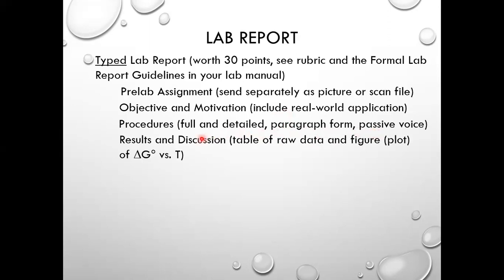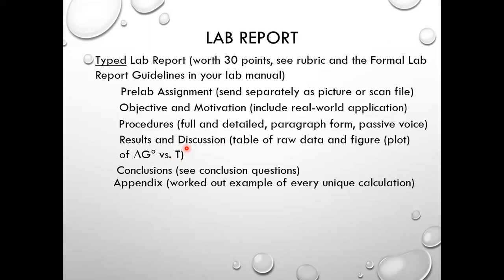The results and discussion section minimally should include a table of the raw relevant data and a plot of delta G versus temperature. But you should also include not just simply the table and the figure, but also a sentence or two about the meaning of that data, a short discussion of why someone would care about that plot, or why someone would care about that raw data. And then a conclusion section, and certainly make sure you minimally include answers to those conclusion questions we'll talk about in the next slide. And then finally, an appendix, where we show one worked out example of every unique calculation.